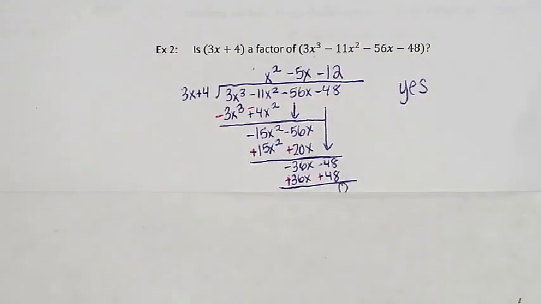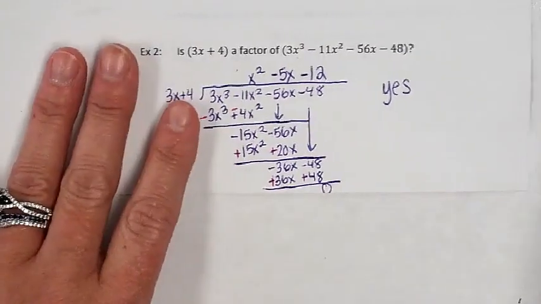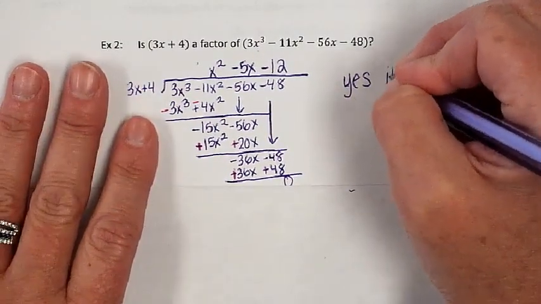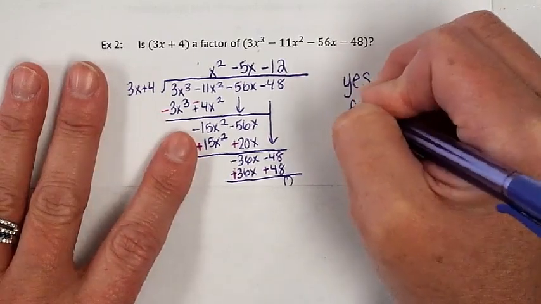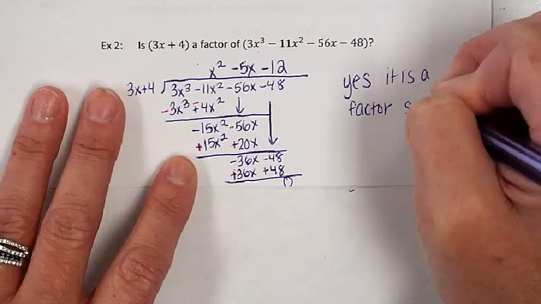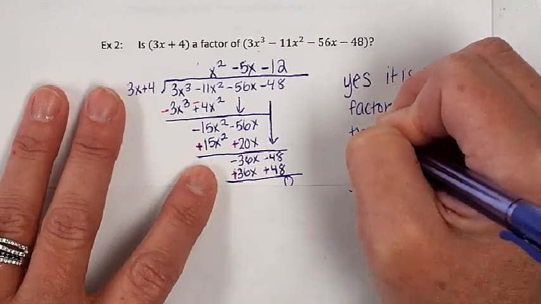I know it doesn't ask for a reason, but I'm going to write one. Yes, it is a factor, since there is no remainder.